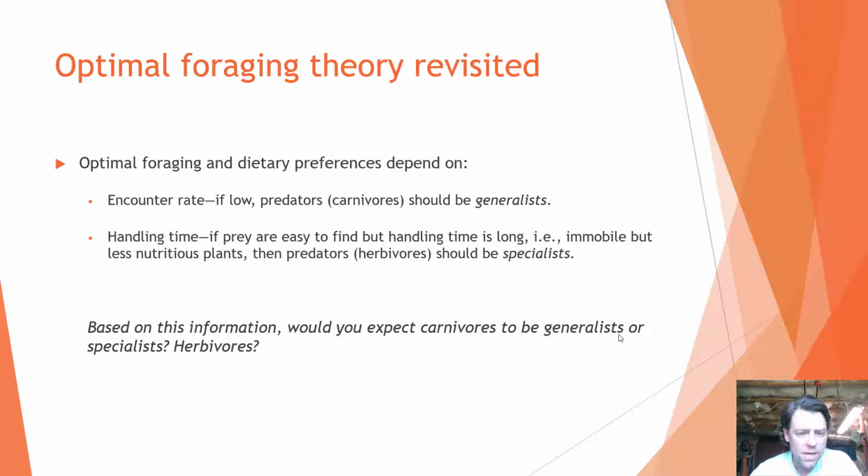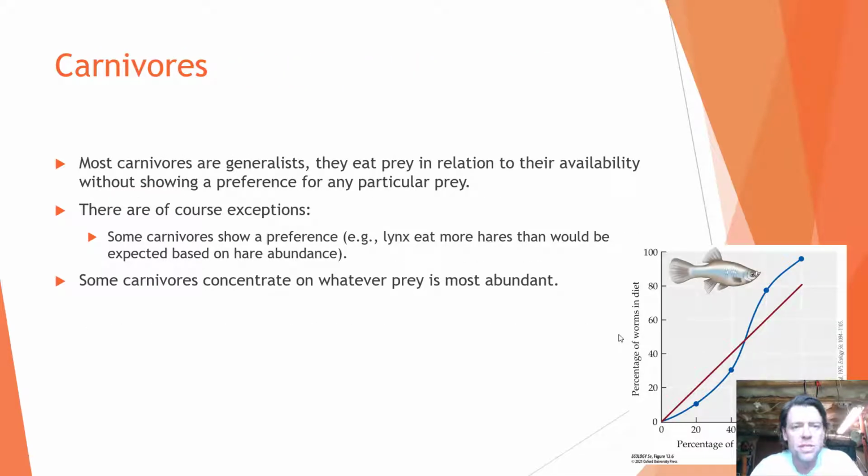And so based on this information, would you expect carnivores to be generalists or specialists? And the same for herbivores. We've already talked about that a little bit. So carnivores, of course, tend to be generalists. They prey in relation to their availability without showing a preference for any particular prey. However, there are, of course, exceptions. Some carnivores show a preference.